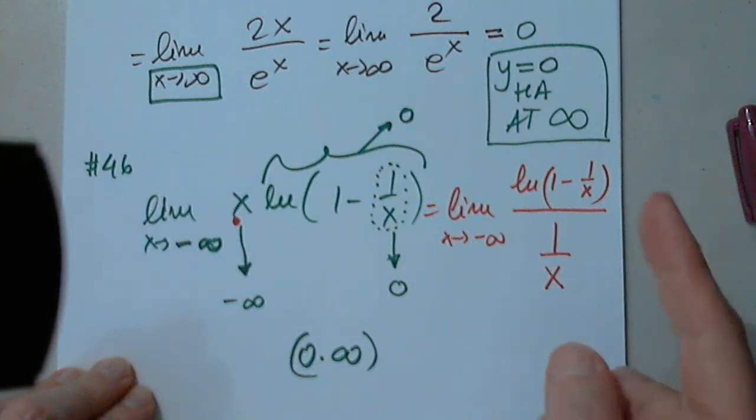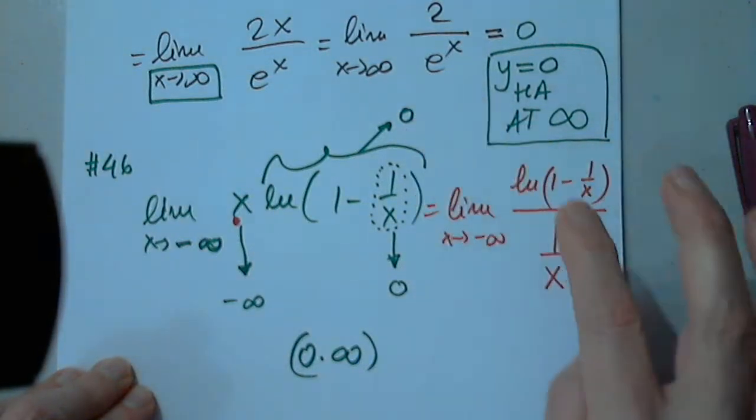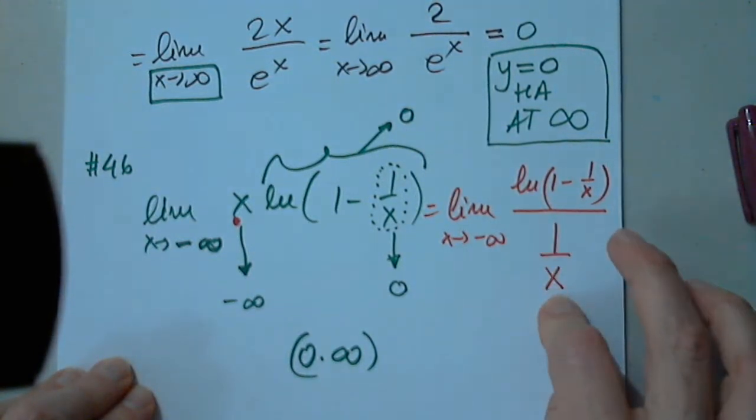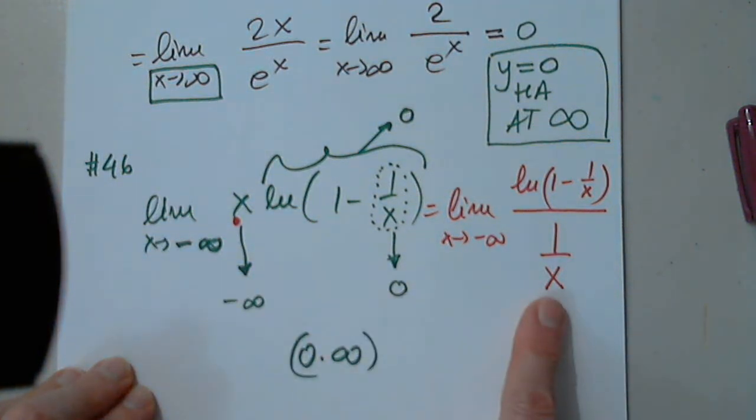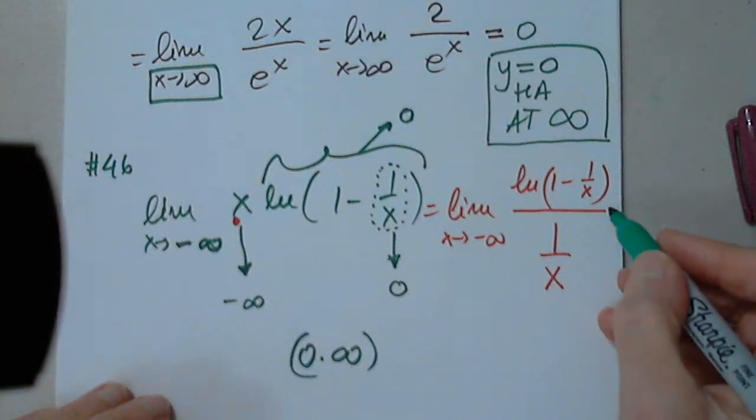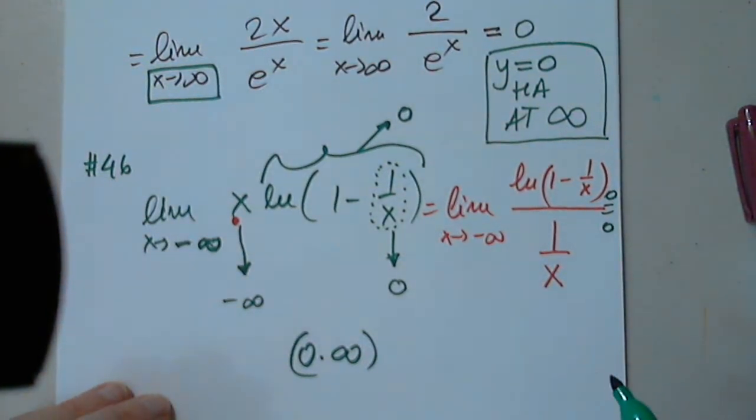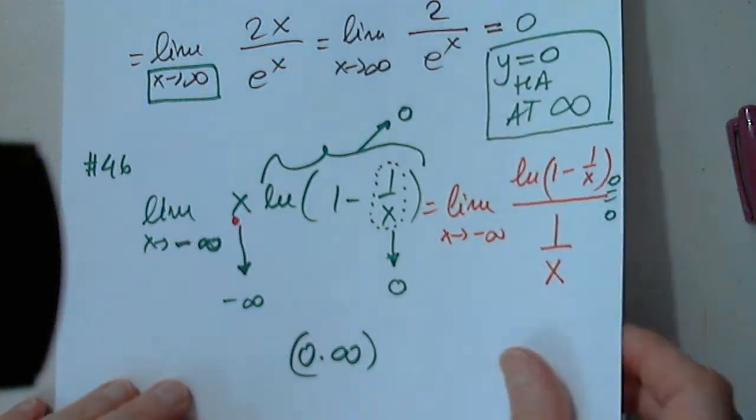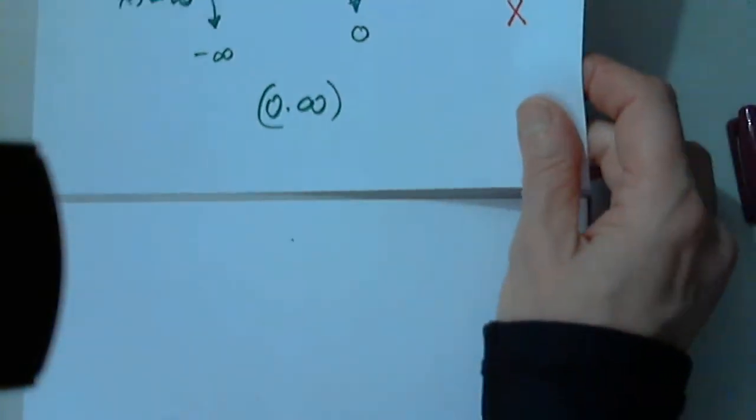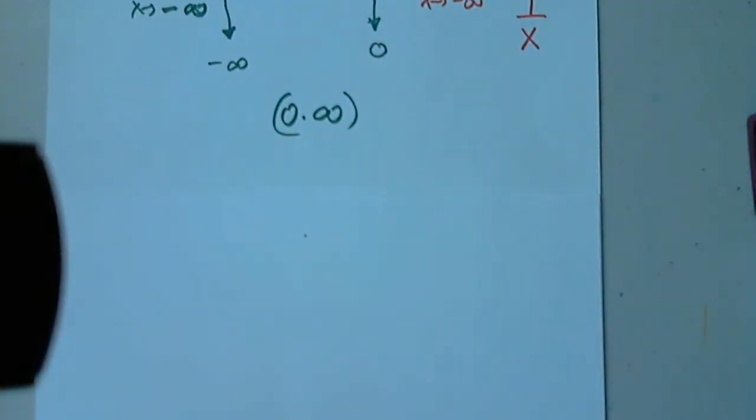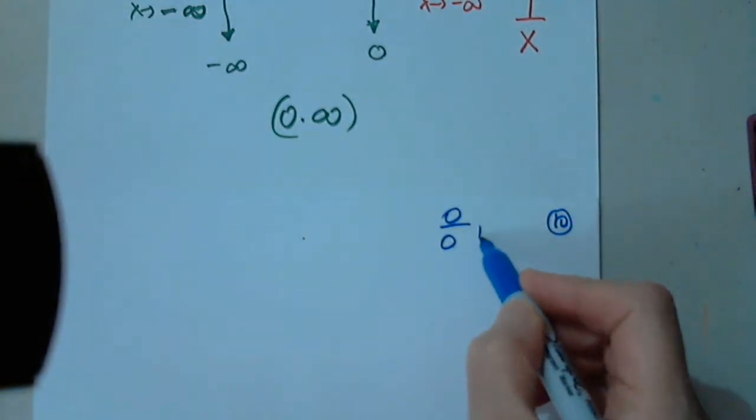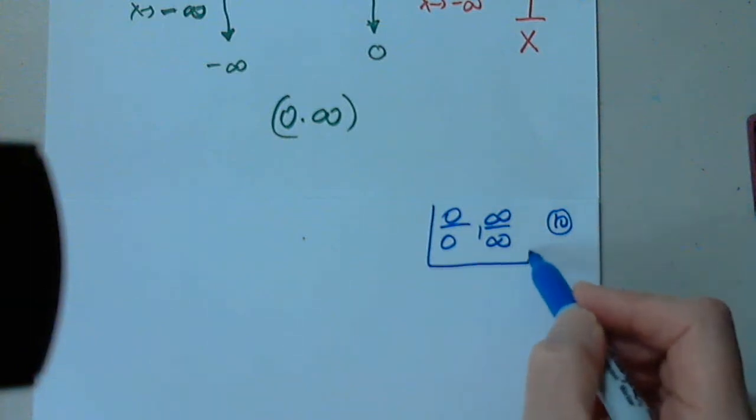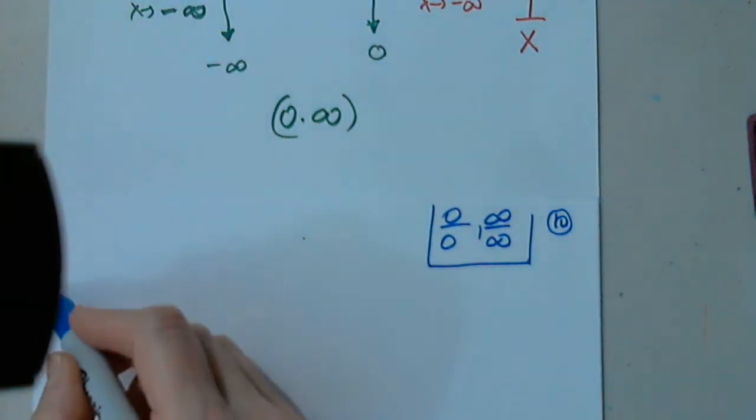But now the numerator approaches 0, and the denominator also 0, because 1 over huge approaches 0. So then I have 0 over 0, which is nice because now I can apply L'Hopital's rule. Remember, L'Hopital's rule is applicable only in 2 situations. It's applicable in 0 over 0 or infinity over infinity. These are the only 2 cases.